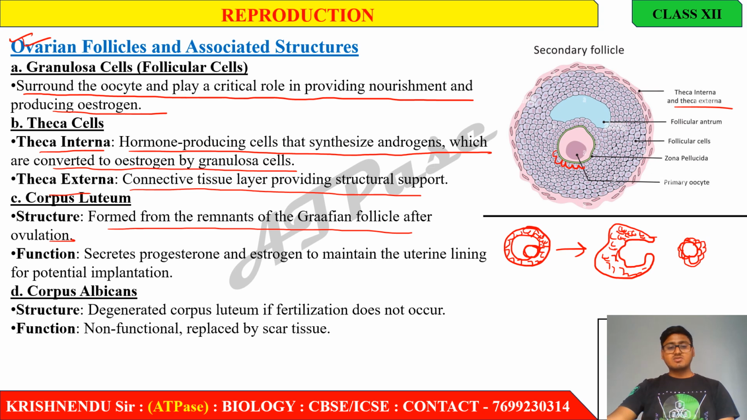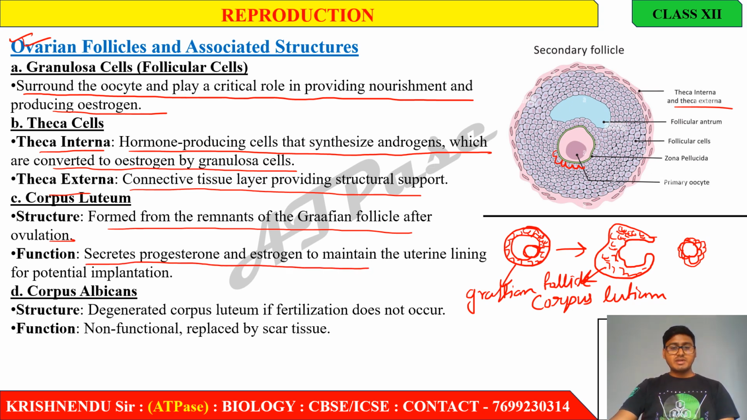So this is known as the corpus luteum. This is known as the Graafian follicle. Clear? Function: it secretes progesterone and estrogen to maintain the uterine lining for potential implantation.